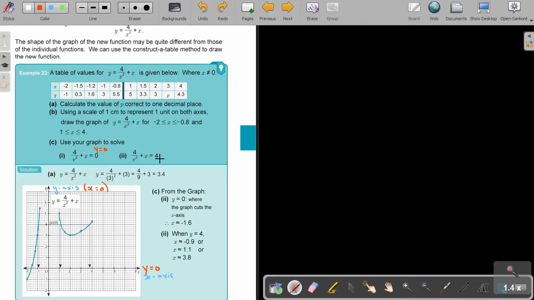And then this one is equal to 4, then I'm just, again, in the place of y, it's now 4. So you draw that line. It cuts the y-axis, and it cuts at 4. And now it cuts 3 times. 1, 2, 3. So draw down, read down, negative 0.9. Read down, 1.1. Read 3.8. And that's your final answer.